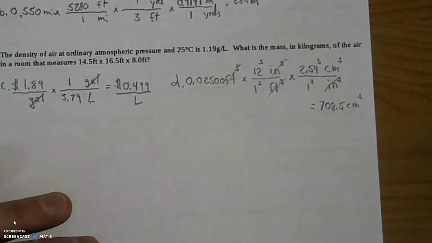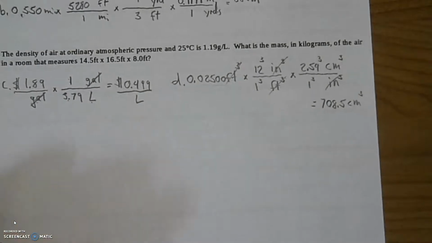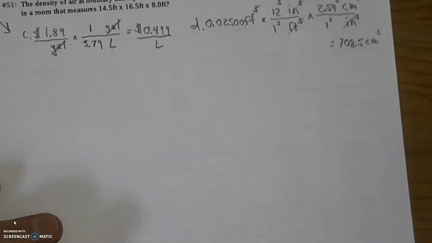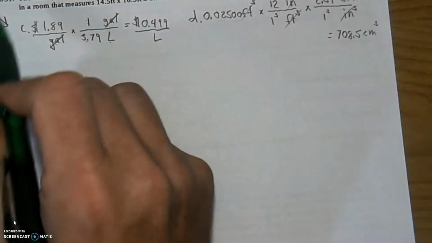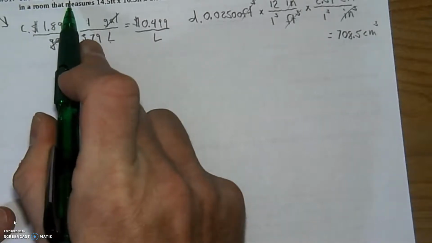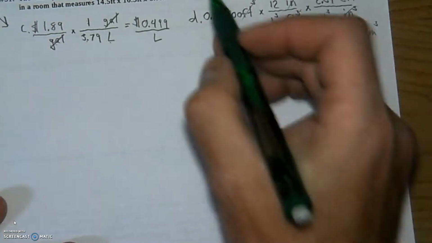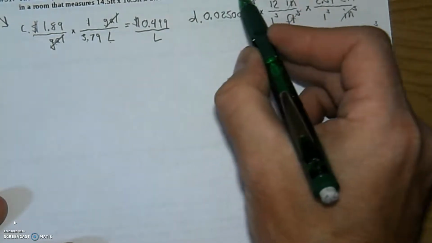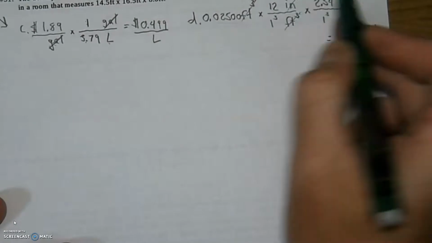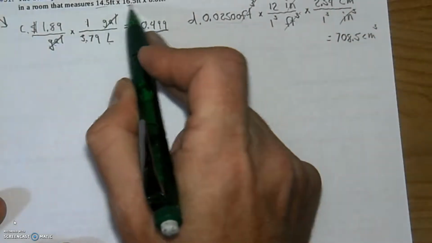Pretty straightforward. All right, I have one more problem here, 51. I'm going to go ahead and blast through this one, even though we're sitting here pretty close to 10 minutes in this video. But I'd like to just knock this one out. All right, so for 51, the density of air at ordinary atmospheric pressure has this temperature and this density.